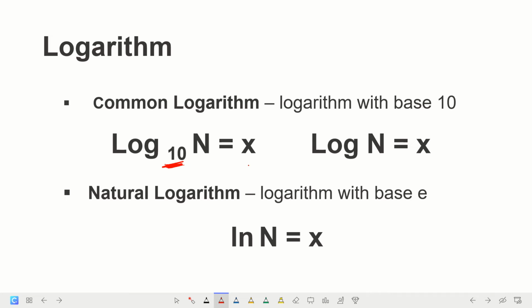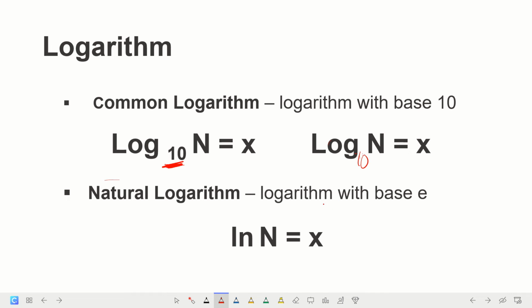So for a logarithm with base 10, we just write it as log. No need to write the base because it is understood that when the base is not given, the value of the base is automatically equal to 10. So we can just write log of n is equal to x.